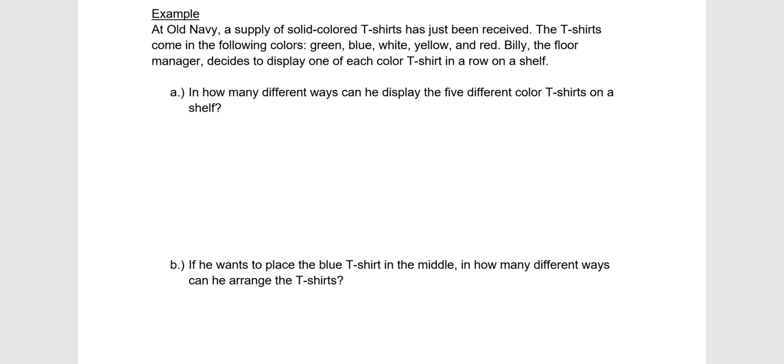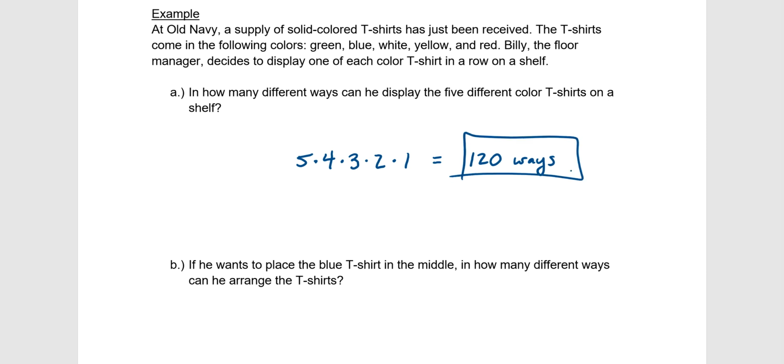So we have 5 options for the first one. We have 4 options for the second one because we can't have any repetition, since we need to display all of the colors. 3 options for the third one, 2 for the fourth one, and then at that point there's only going to be 1 left over, so 1 option for the last one. So this is just the counting principle. Once again, we multiply all these together. We get 120 different ways he can display the 5 different color t-shirts.